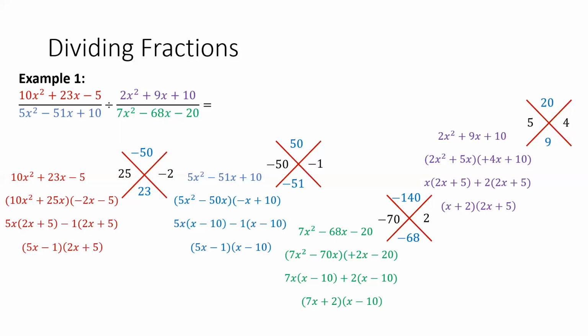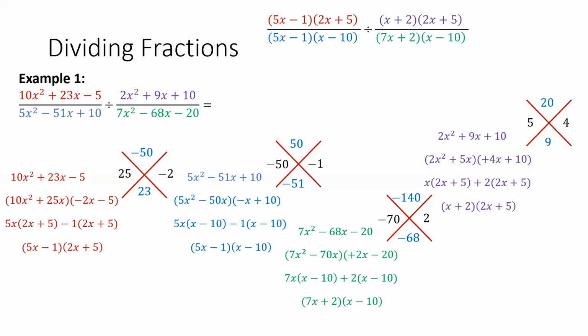And then I can pull out a 7x out of my first two terms. I can pull out a 2 out of my last two terms. And so my final factored form gets me 7x plus 2 times x minus 10. And so if I put everything back where it belongs, that's why I did the color coding, my problem becomes that top thing that I just revealed on the PowerPoint.